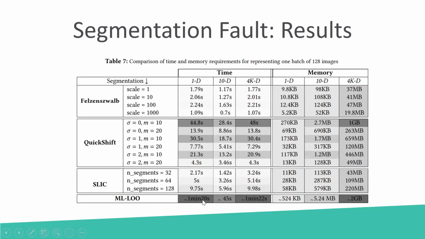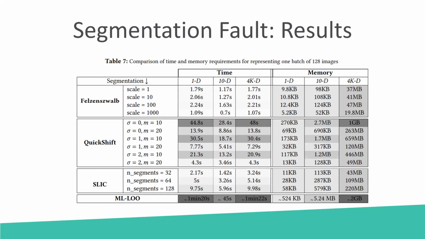While the multi-layered approach recorded 1 minute and 20 seconds in the 1D representation, the highest time recorded using Felzenszwalb was 2.24 seconds, and the lowest was 1.9. And in the 10D sub-approach or representation, the multi-layered method recorded 45 seconds to compute the IQR feature vector, while in Felzenszwalb, the lowest time recorded was 0.7, while the highest time was 1.63, which again is a very incredible improvement.